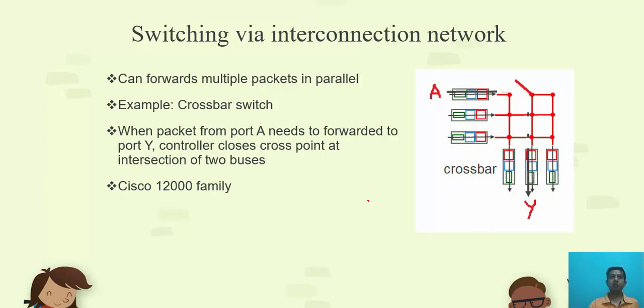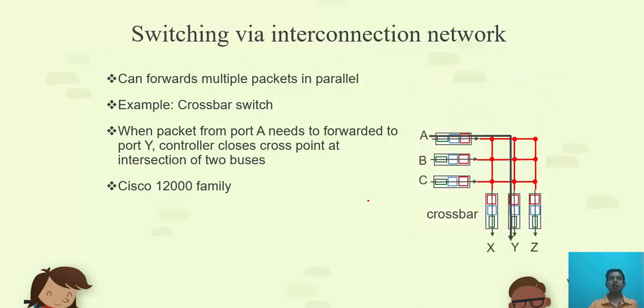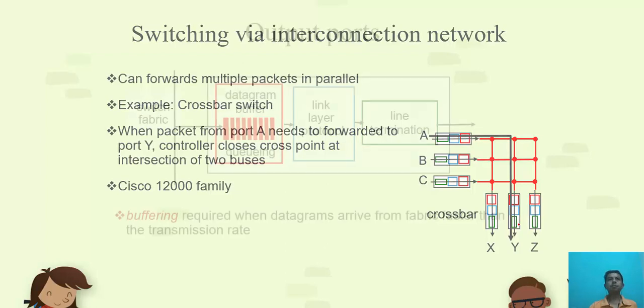One obvious advantage of crossbar networks is that they are capable of forwarding multiple packets in parallel. In this example, when a packet is being transferred from A to Y, another packet can get transferred from B to X. Clear? Now, one example of routers that use this interconnection network is the Cisco 12000 family.